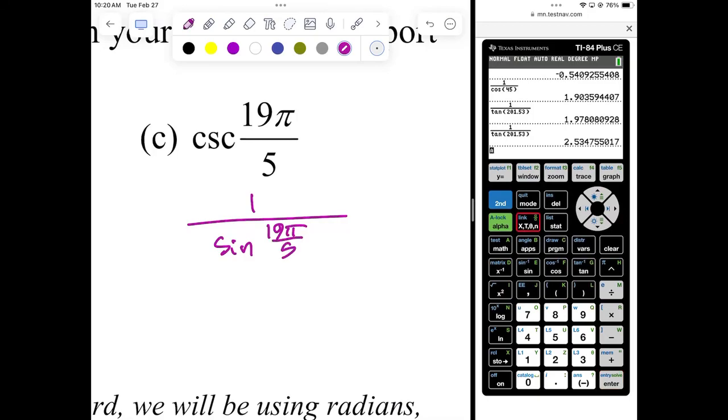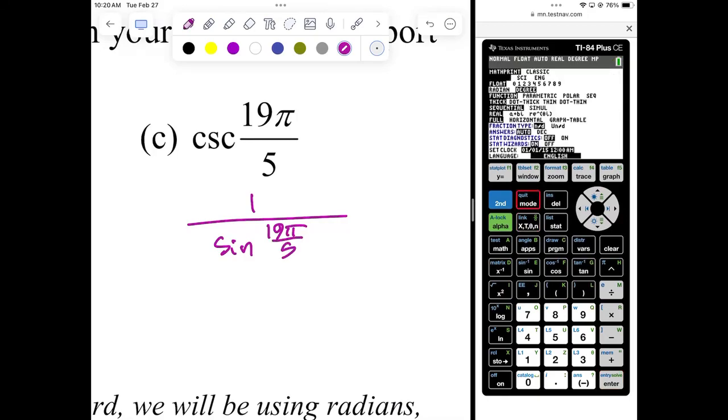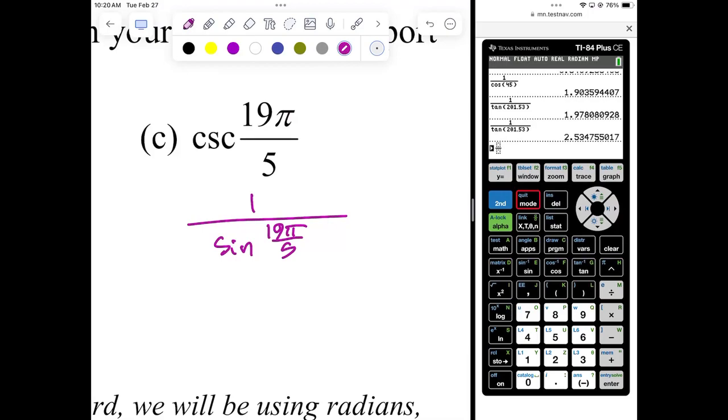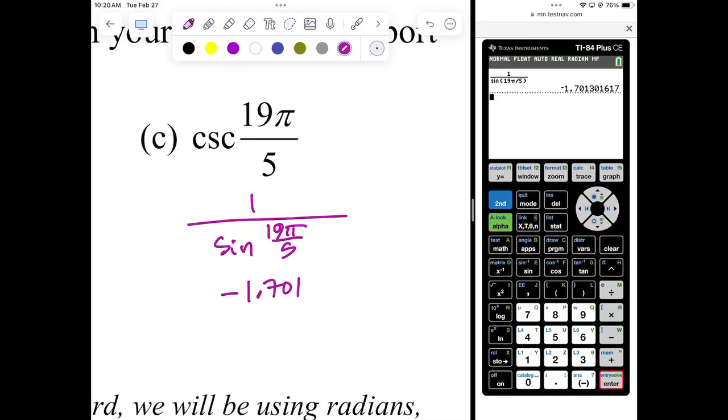There we go. Alpha x. What mode should I be in? Let's check it first. Radian. I better get radian mode first, not second. First. And then I can do alpha x 1 over sine of 19 pi divided by 5. And we get negative 1.701. There you go.